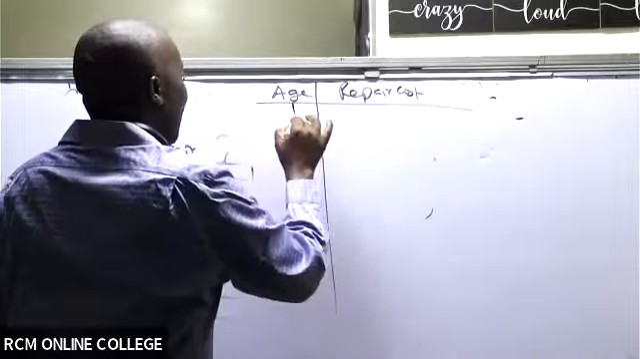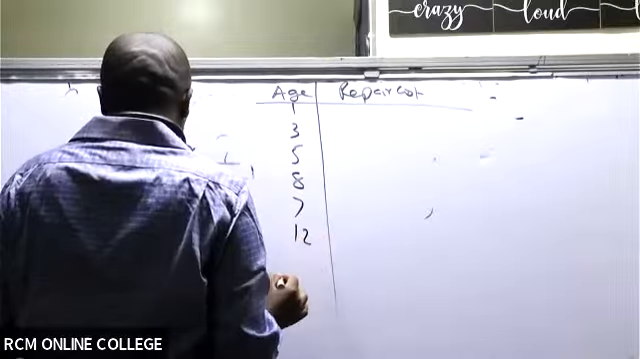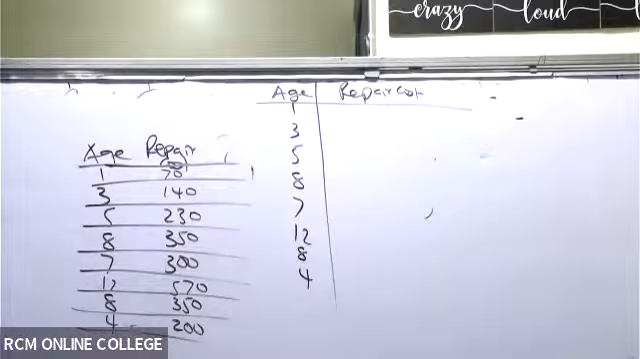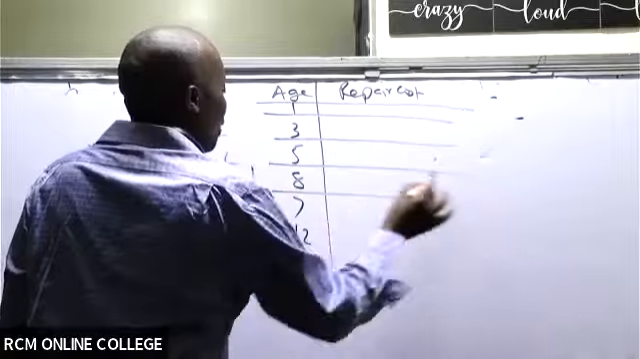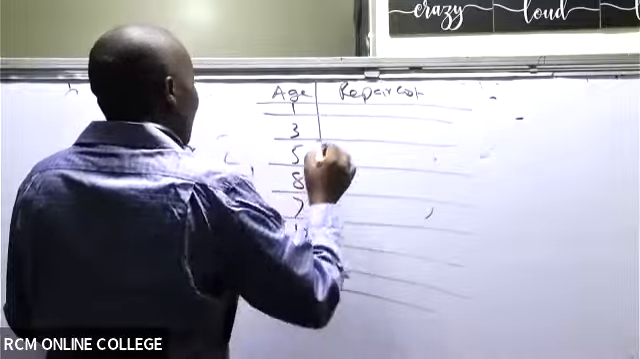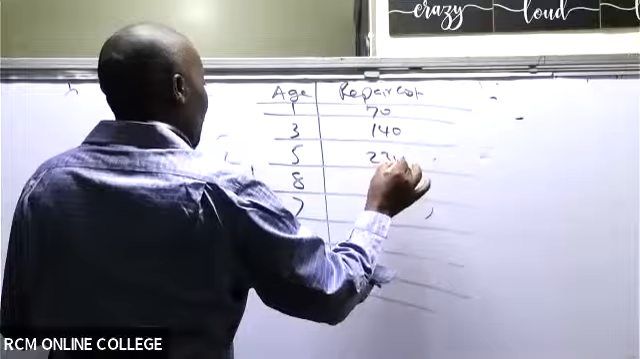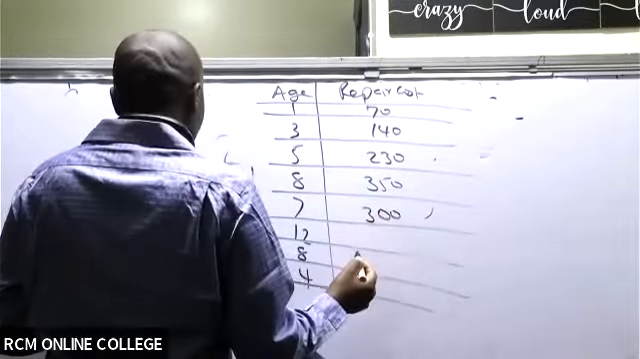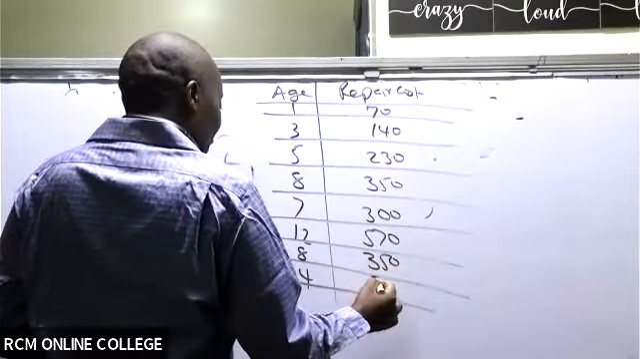So we have here 1, 3, 5, 8, 7, 12, 8, 4, 8, 4, 8, 4 like that. And then of course we have now the corresponding repair costs. What do we have here? The corresponding repair costs, I have 70, 70, 140, 230, 350, 300. Then we have 570. Then we have 350. Then lastly, we have 200.